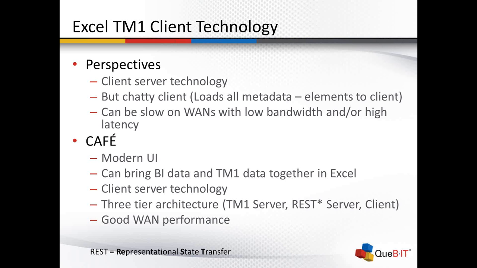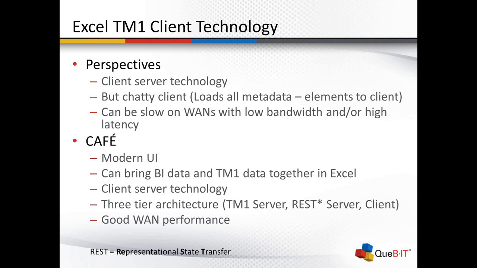It's very aesthetically pleasing, which is no small thing. The other thing that we shouldn't lose sight of is that Cafe, because it has its roots as an Excel client for BI, can bring BI and TM1 data together in Excel, which for those clients who are using BI is quite an advantage. So you might have detailed sales data in a relational data store somewhere, and you could bring that together with TM1 data in Excel. It's also client-server technology, but it uses a 3-tier architecture.